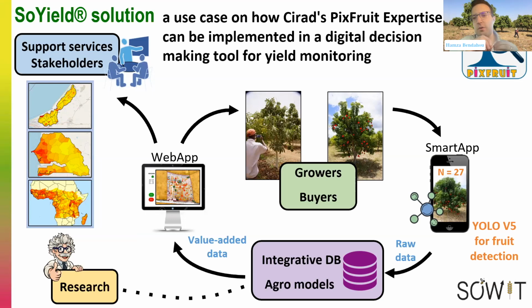we need a detection algorithm that is sensitive enough, because depending on the trees, depending on the varieties, depending on the crop we're working on, we may have different structures, different issues.